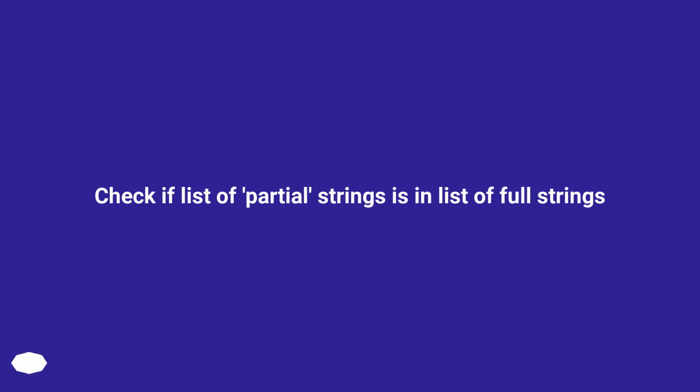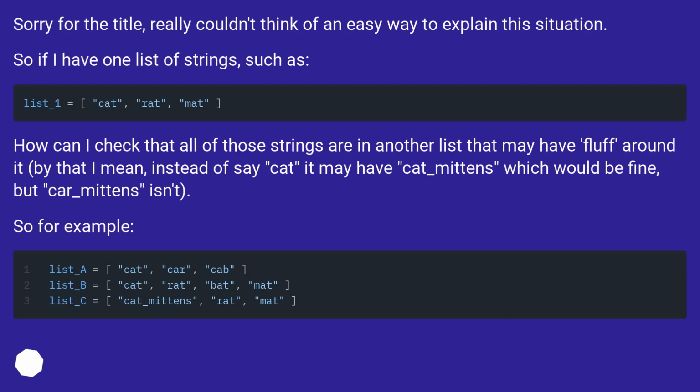Check if list of partial strings is in list of full strings. Sorry for the title, really couldn't think of an easy way to explain this situation.